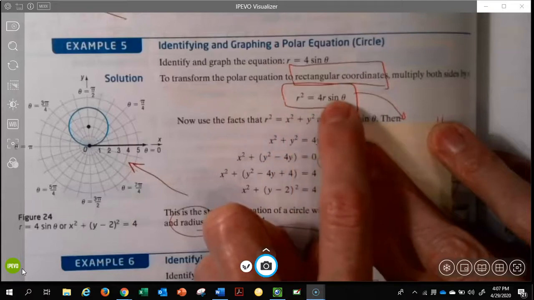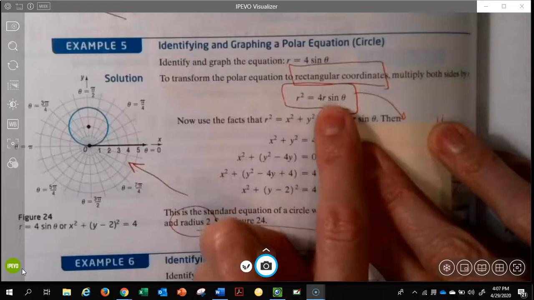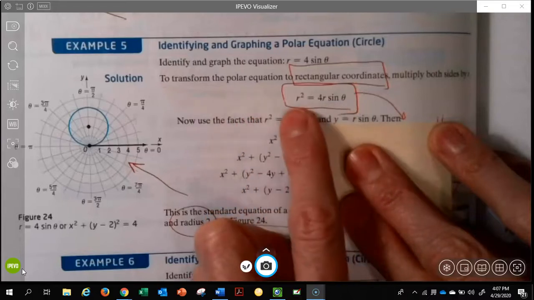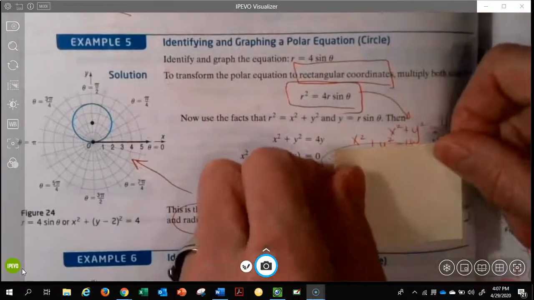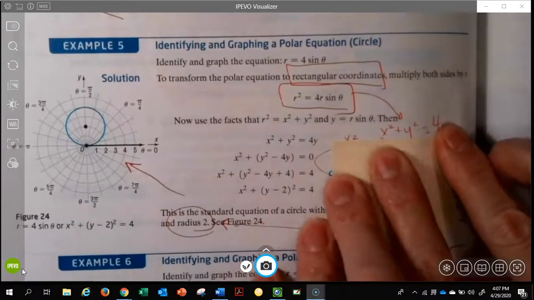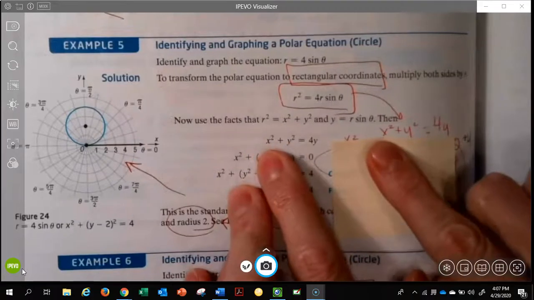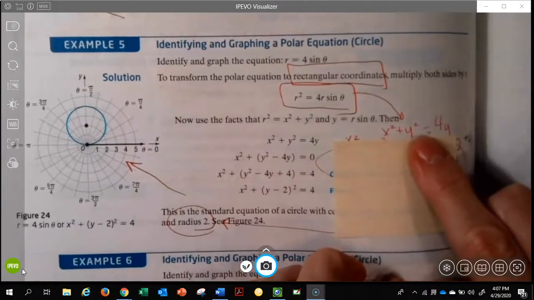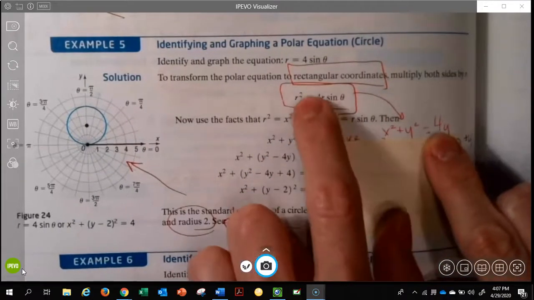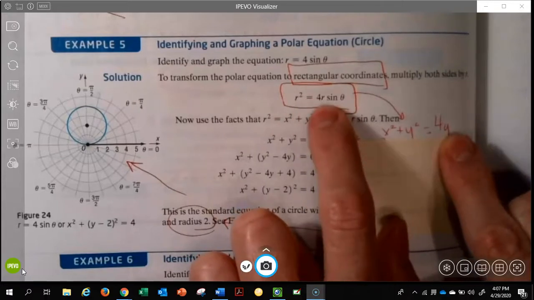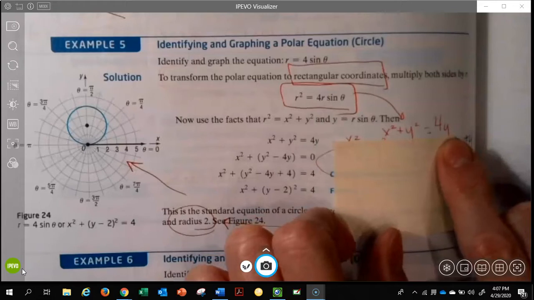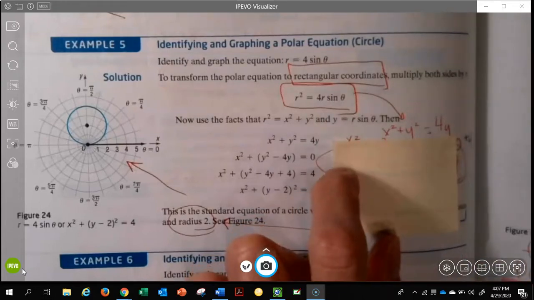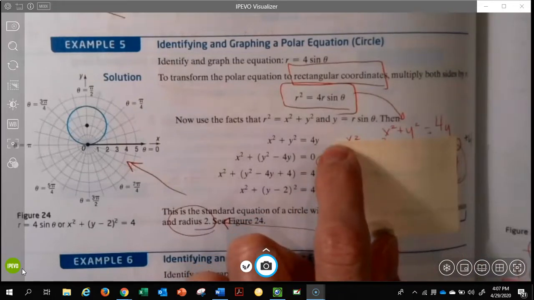I have to keep looking for things I have seen before in this section or sections before, and I'll take it one step at a time. Like right here, r squared. I know that r squared is worth x squared plus y squared. And I still have a 4, but then I have to remember that r sine theta is worth a y. And just like that, we've gone from polar to rectangular.